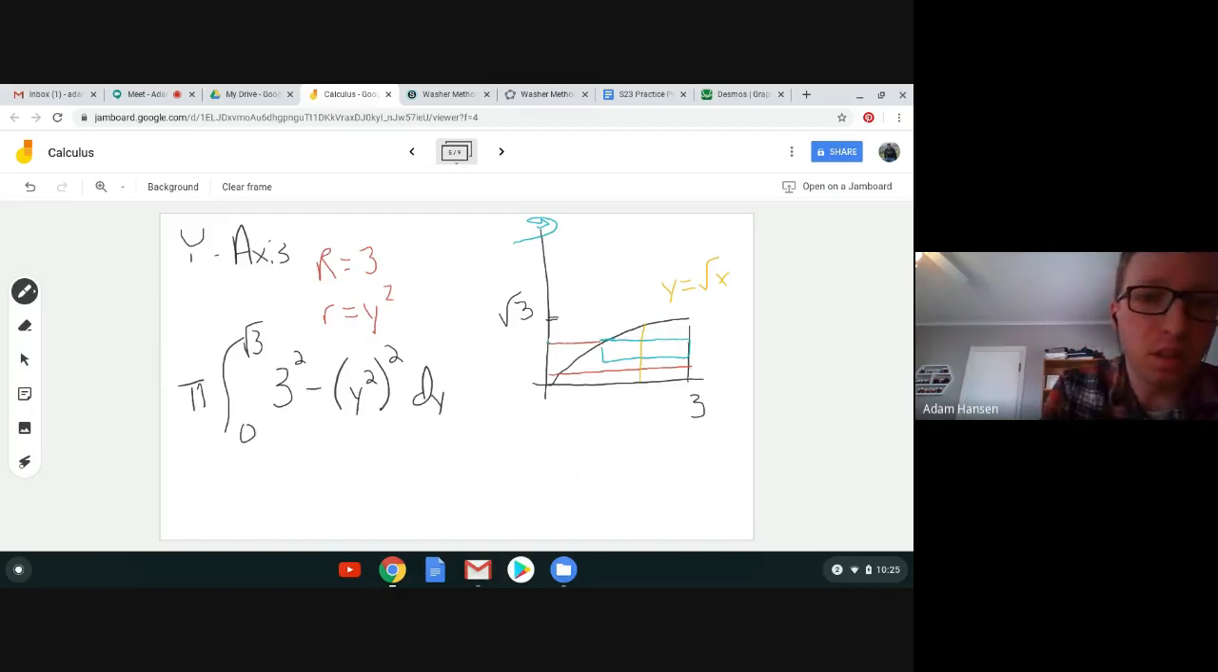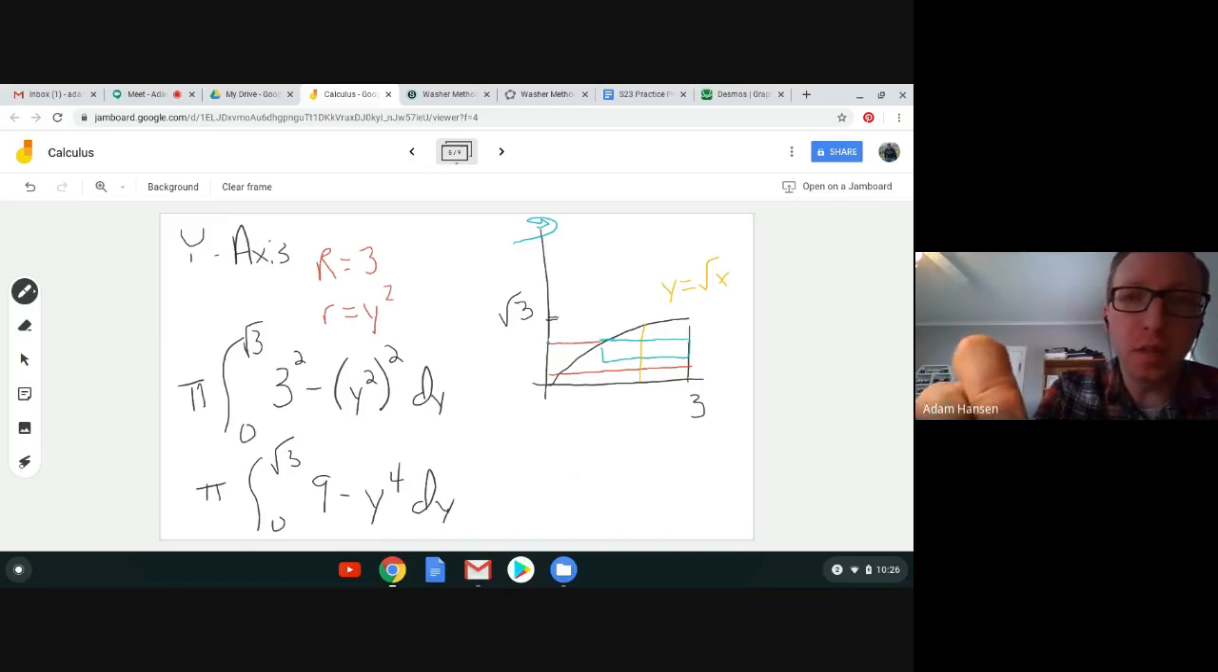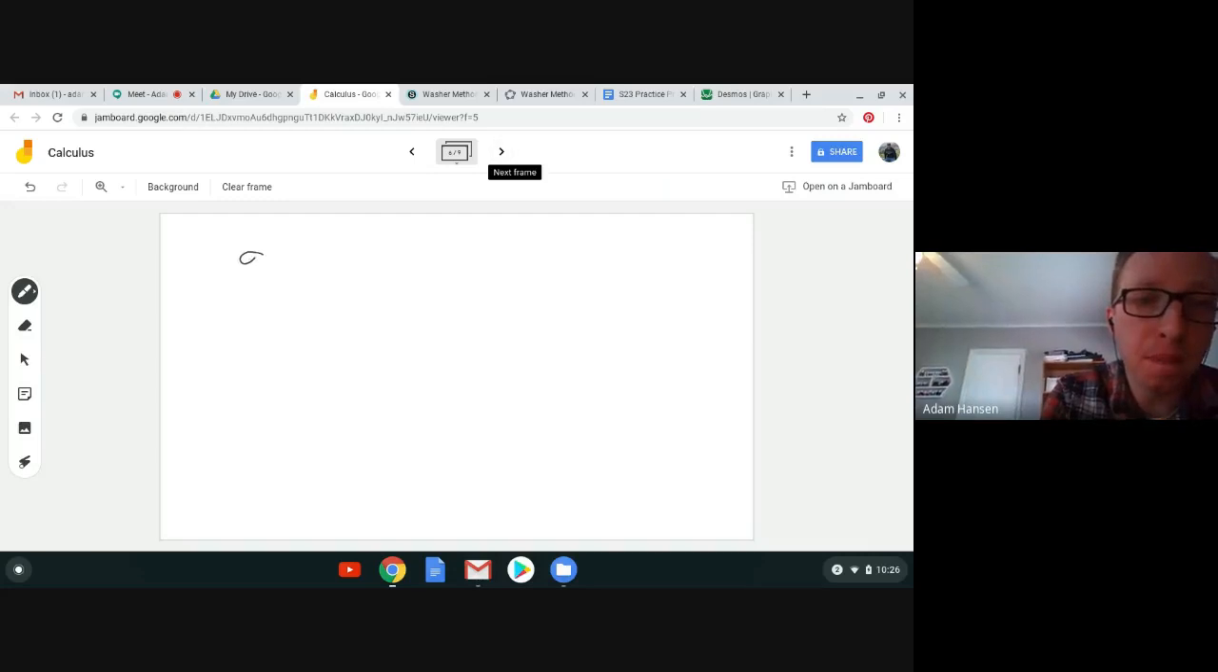Okay, excellent. Let's keep going. I'll simplify this as pi times the definite integral from 0 to the square root of 3 of 9 minus y to the 4th dy. So 9y minus y to the 5th over 5 between 0 and the square root of 3. Don't forget to bring along the pi.